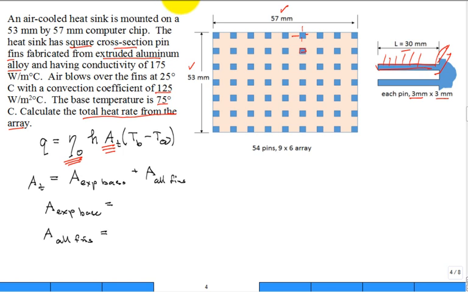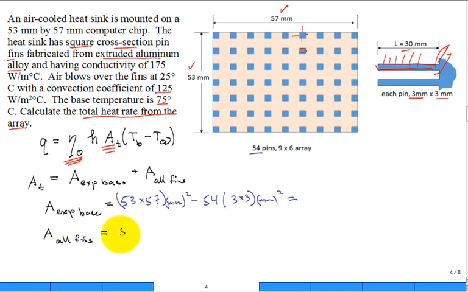Yeah, this is the hardest part, isn't it? So what we have to do is, I would do this. I would say, okay, this is 53 millimeters by 57 millimeters, and that gives me millimeters squared. And then I have to subtract off that there's 54 pins covering each of them, 3 millimeter by 3 millimeter squared area. Now they'll give me the exposed base area. Make sense?